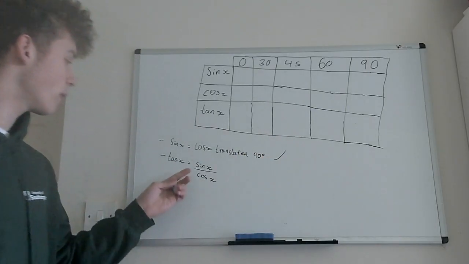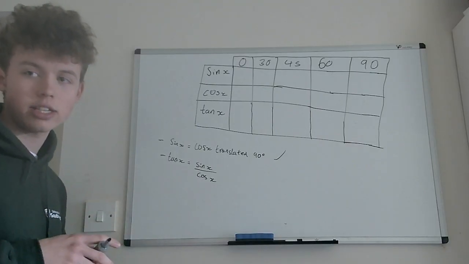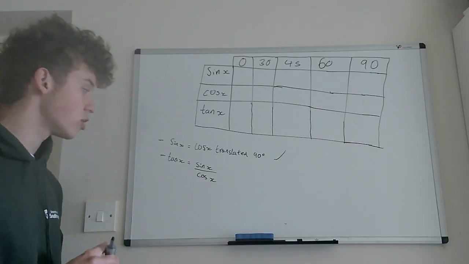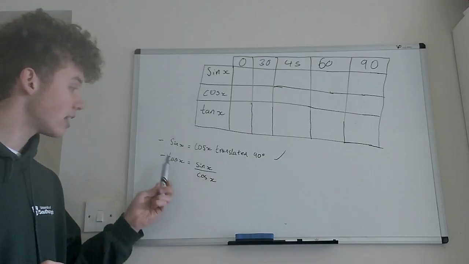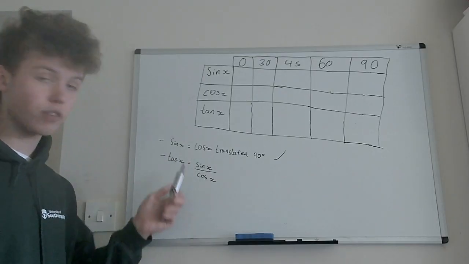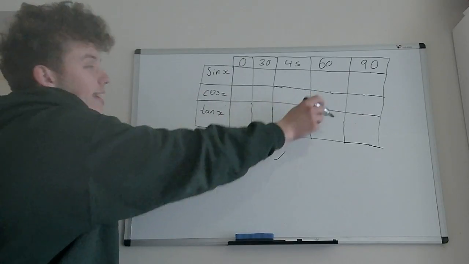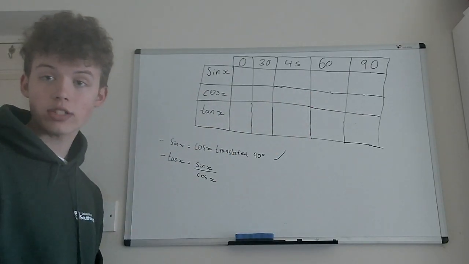And this other formula, which I'm not completely sure is on everyone's GCSE spec, but it is worth knowing. So tan x equals sin x over cos x. It is a fraction. Sin x over cos x equals tan x. And we are going to use that to deduce all our tan x values.